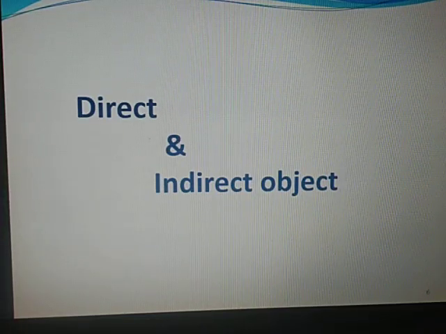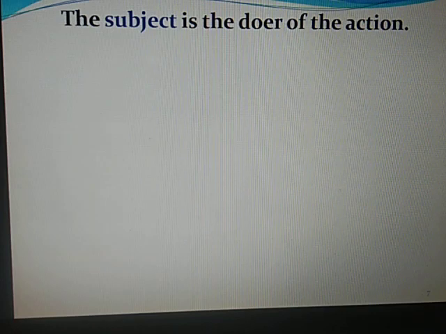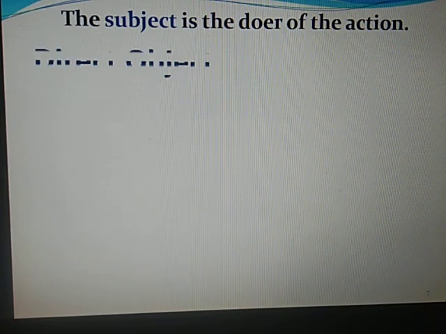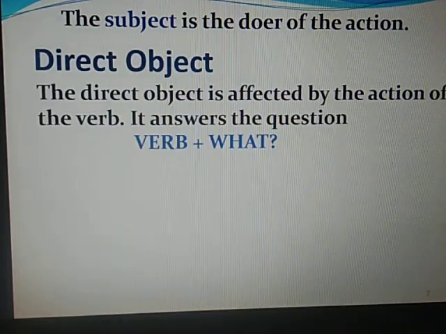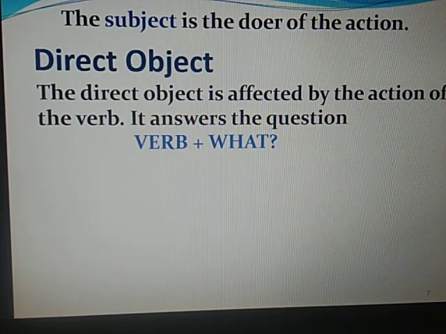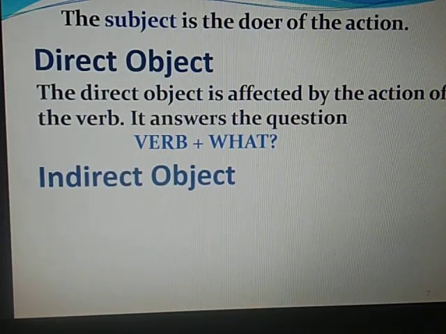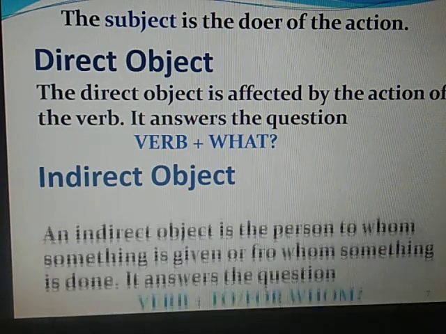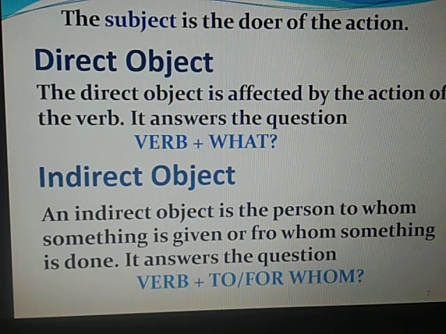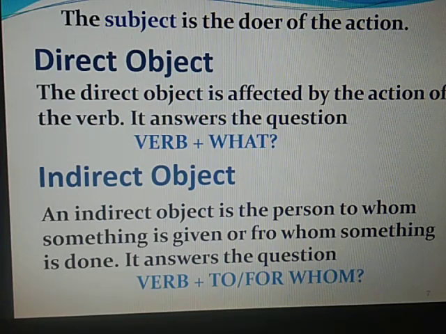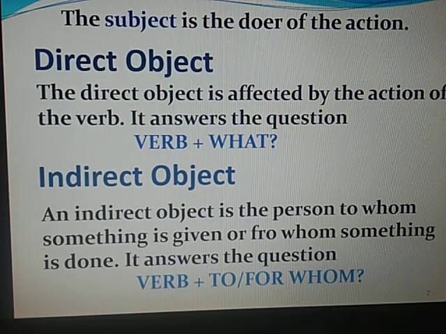Now let us see what is direct and indirect object. We all know that the subject is the doer of the action. Now the direct object is affected by the action of the verb. It answers the question verb plus what. So whenever we get the answer for the question what, that is the direct object. An indirect object is the person to whom something is given or for whom something is done. It answers the question verb plus to or for whom.